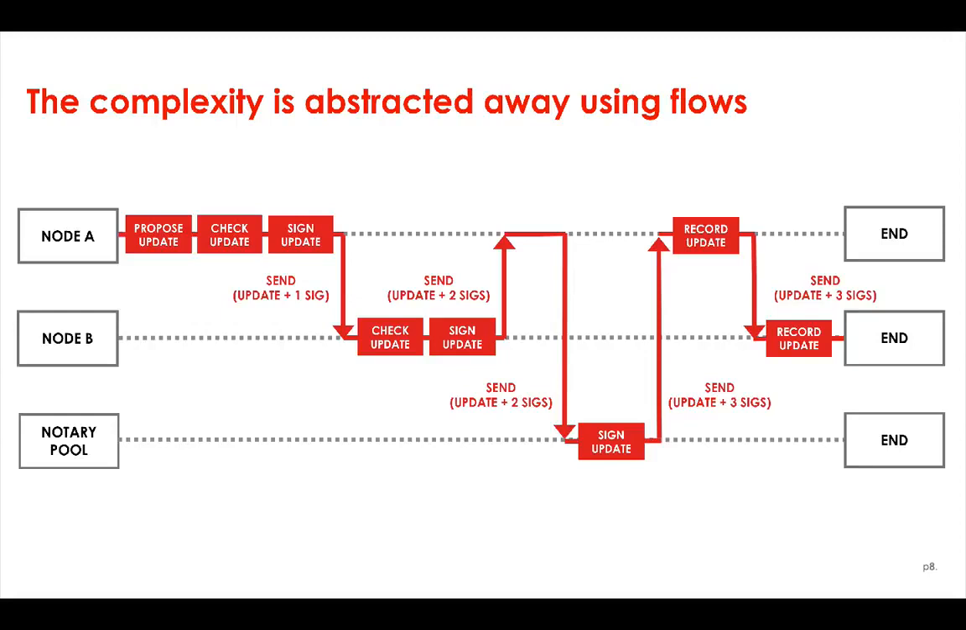And this is only an example of a flow. The flow framework is completely flexible. You could write a flow that doesn't speak to any other nodes, or a flow that doesn't update the ledger at all, or a flow that does database operations or HTTP calls. It's completely up to you as the Corda app developer.